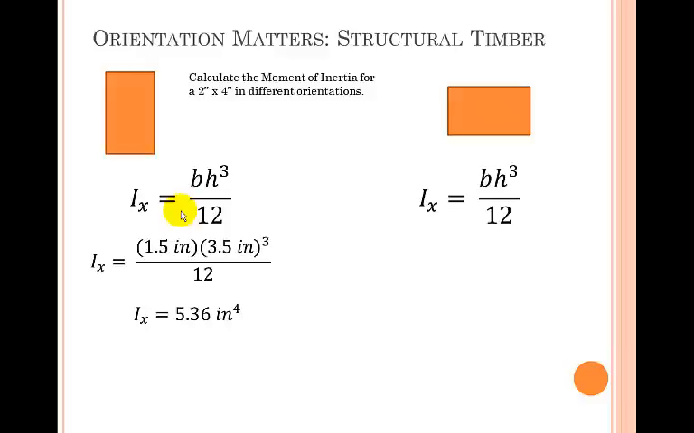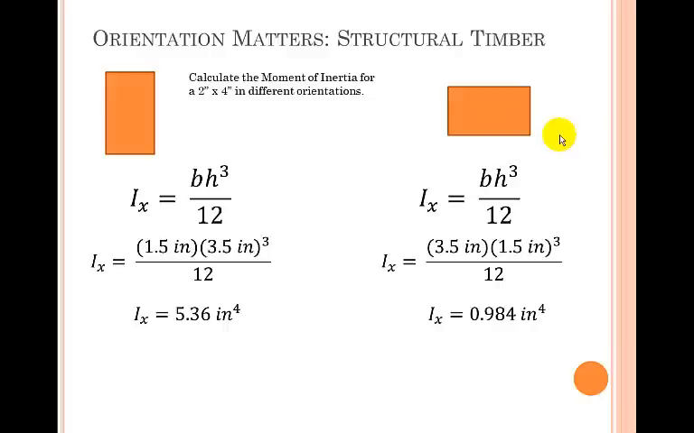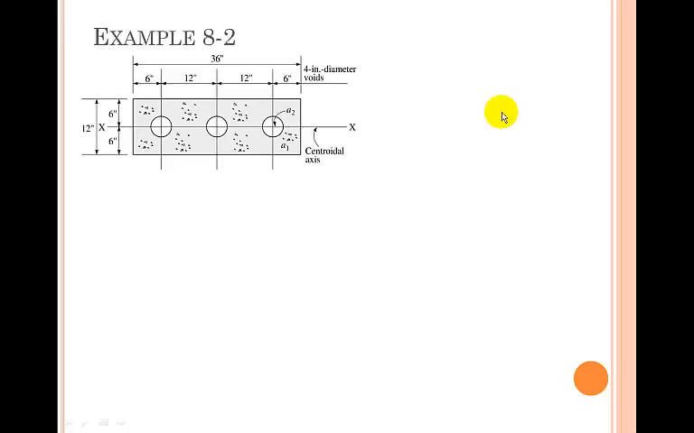Now for what we might call the landscape 2x4, when we substitute the numbers in, we swap the 1.5 and the 3.5, and we get an area moment of inertia of 0.984. So which one of those is going to flex more? It's the one in the landscape arrangement here. That's going to bend a lot more. Think about this from how we run floor joists. We don't run them in this orientation. We run them in the other orientation.